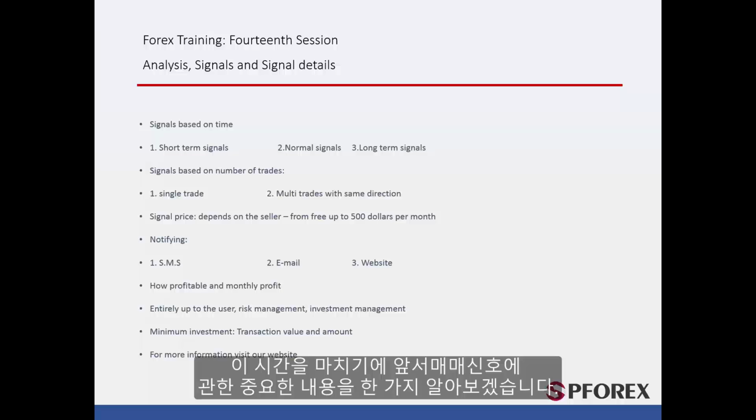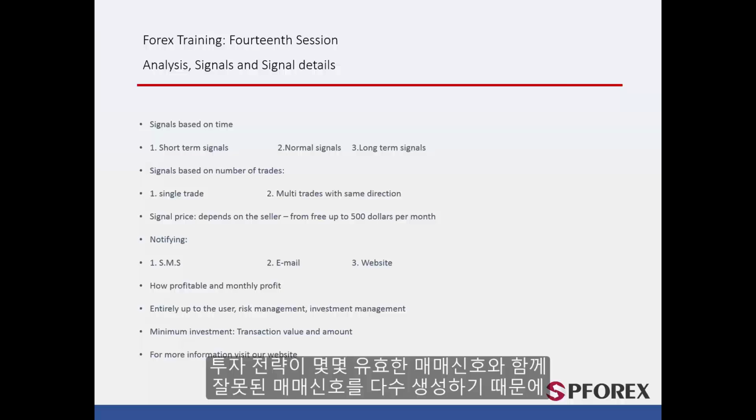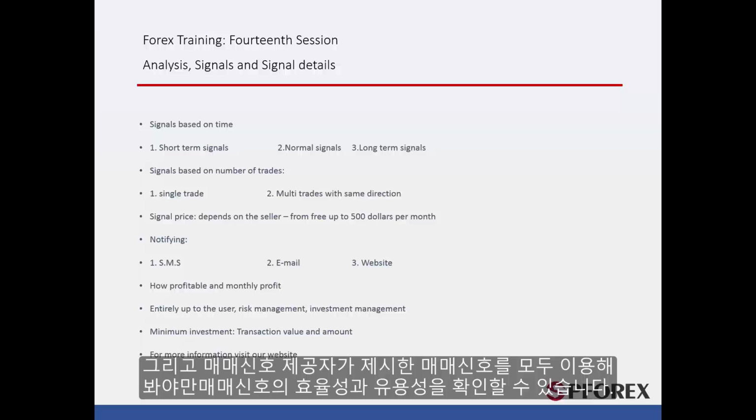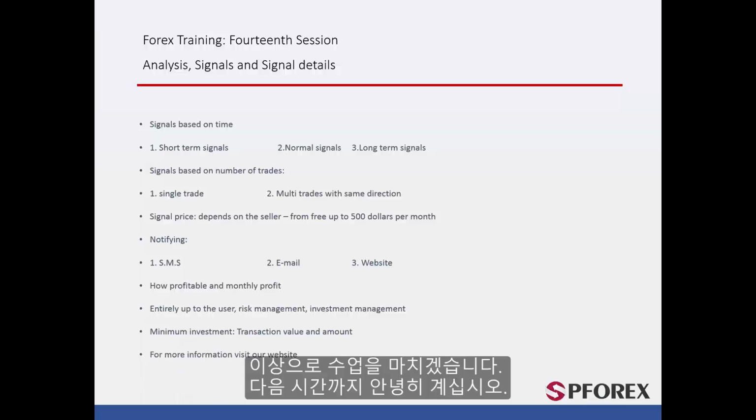Before we finish this session, you should know one more important thing about signals. Due to the fact that a strategy can make multiple missed signals alongside several valid signals, it is strongly recommended that you make all the trades that your desired signal provider generates. Also, you can recognize the efficiency and utility of a signal provider only when you exploit all the signals that it generates. That concludes this session.